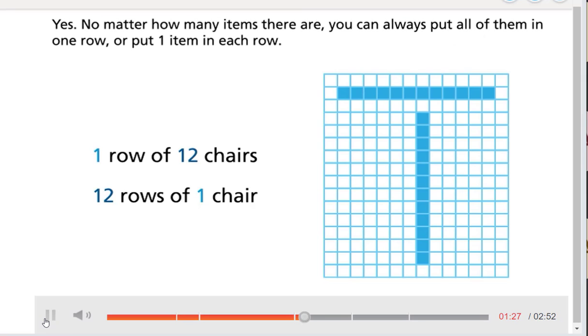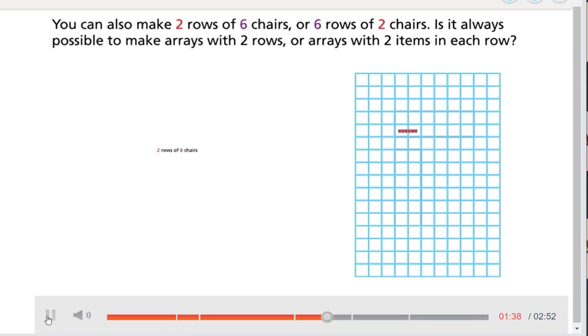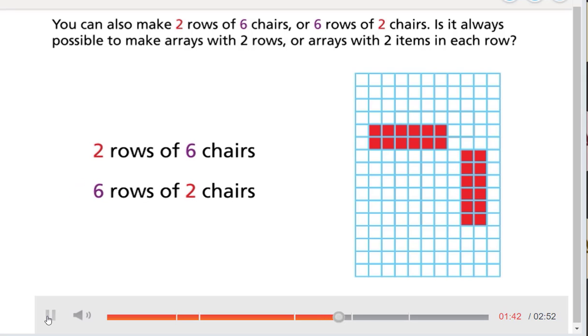Yes. No matter how many items there are, you can always put all of them in one row, or put one item in each row. So we can put them all in one row, or we can make one column to make one in each row. You can also make 2 rows of 6 chairs, or 6 rows of 2 chairs.